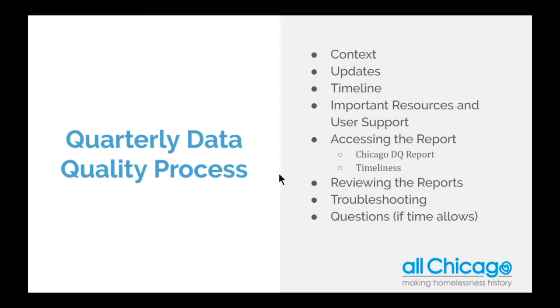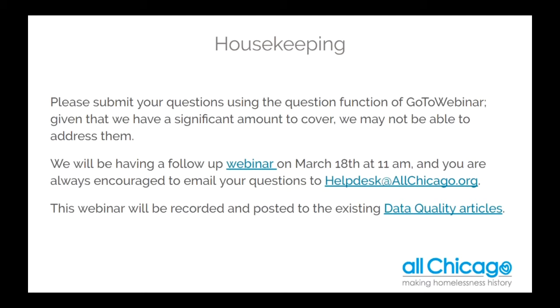Additionally, we're going to talk about how to access the report, both the DQ and the timeliness report. We'll review the reports, going through tab by tab and telling you what is part of those reports. And then we'll go into troubleshooting in the training site, where we'll show you how to fix mismatches, how to fix HUD verifications, how to fix nulls, etc. And then what we hope to do is address any questions that you may have, if time allows, if we're able to get to it.